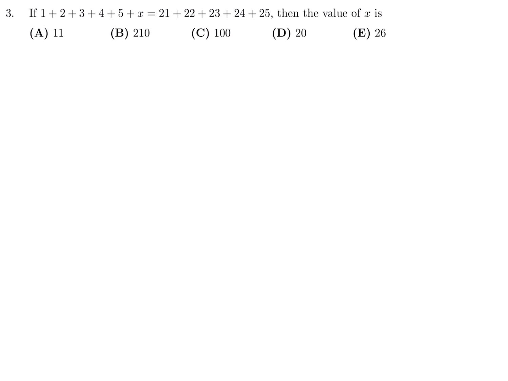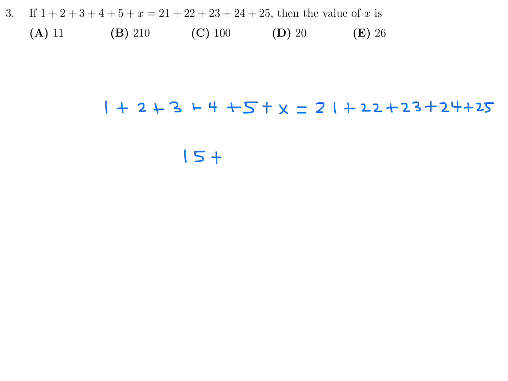If 1 plus 2 plus 3 plus 4 plus 5 plus x is equal to 21, 22, 23, 24, 25, the value of x is... All right, well, you can do this any way, really, the way that you feel is quick. But I think just doing a simple addition is sufficient. There's no reason to make this any more complicated.